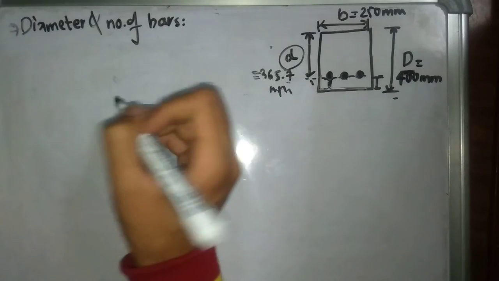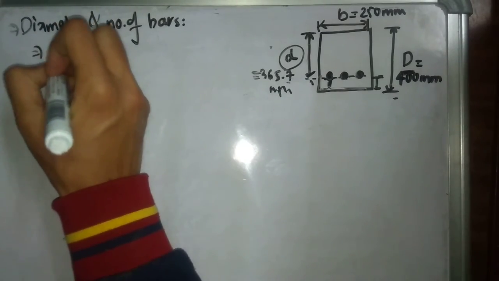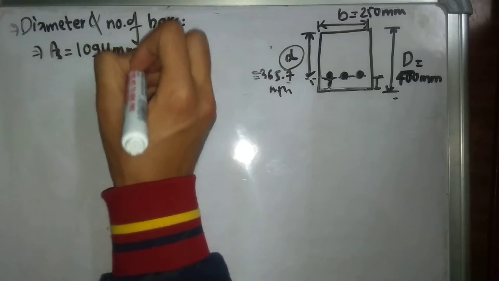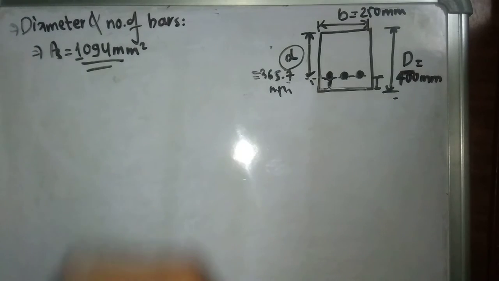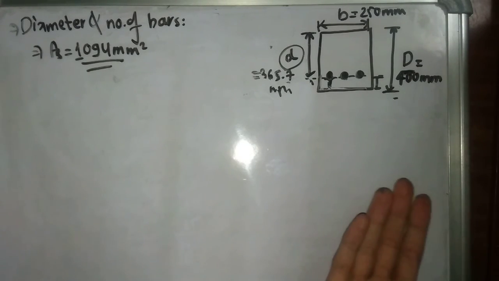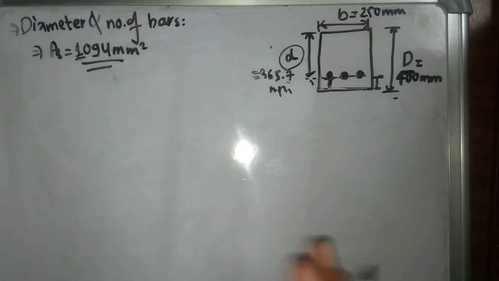So what we're going to do is, we have already found out our area of steel reinforcement as 1094 millimeter square. So we need to design in such a way that the area of the bars we have created matches this criteria. It can be a little bit greater. If it is perfectly matched, it is perfect, but it can be greater than this area.